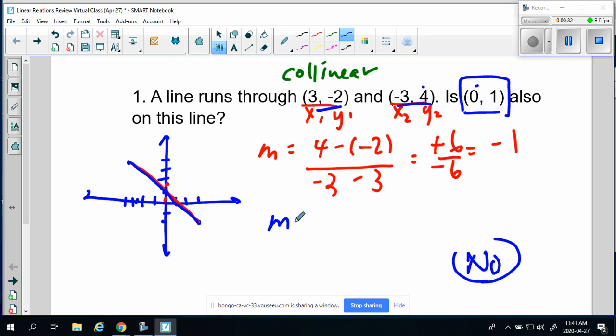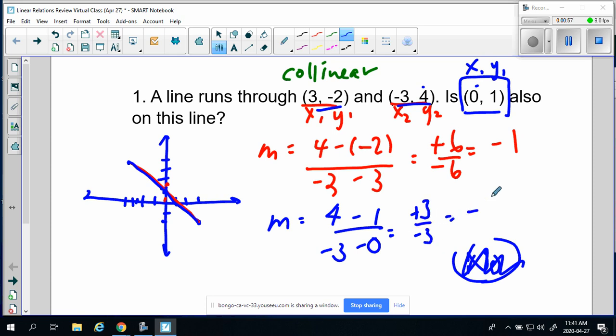So we can check to see if this one is collinear to this one, for example. So y2 minus y1 over x2 minus x1. So I'm getting +3 over -3, which is -1.